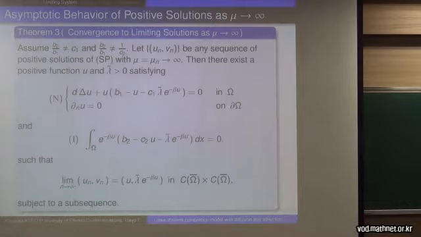Without this assumption, convergence holds, but the limit function may be a semi-trivial solution. So in order to remove such a situation, we impose this assumption. Okay?